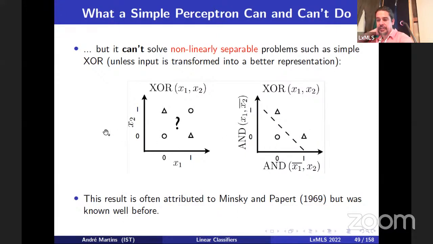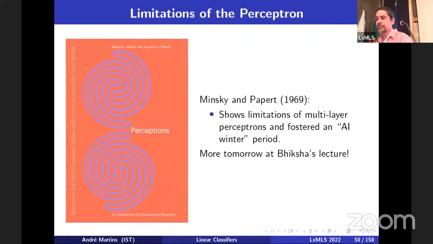This result is sometimes attributed to Minsky and Papert, but this was known well before, in the 40s. There is a very famous book by Minsky and Papert from '69, which is associated with the beginning of the first AI winter, that shows a lot of limitations of multi-layer perceptrons, but it was not exactly this XOR problem. And Bhiksha, I think, is going to talk a little bit about this tomorrow.